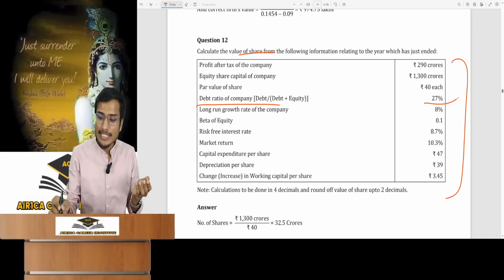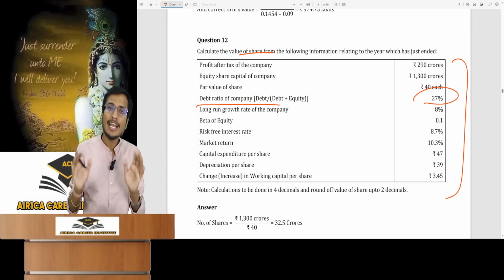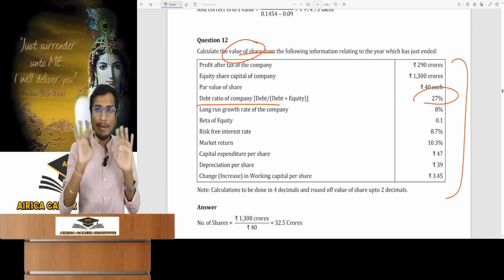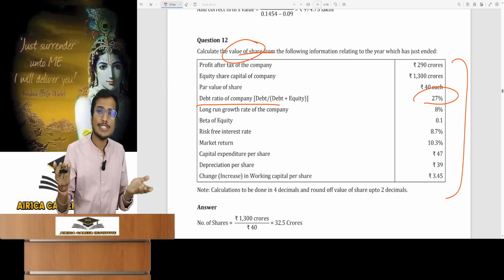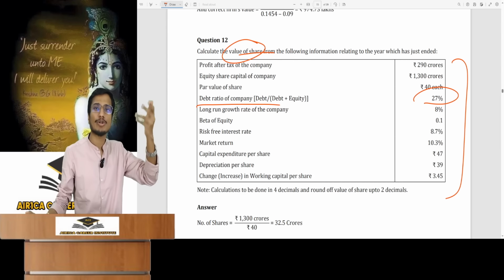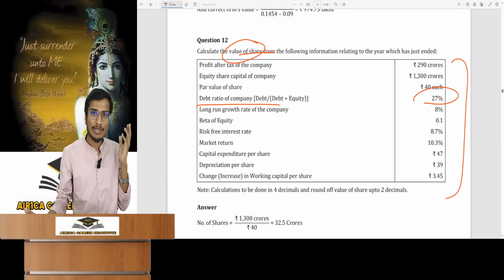The debt ratio is given, so with the debt ratio you can apply FCFE. You have been asked for the value of a share, not the company's value, and this share value is directly obtained from FCFE. If the debt ratio was absent, we would apply FCFF and adjust for the given debt. But it's given directly.